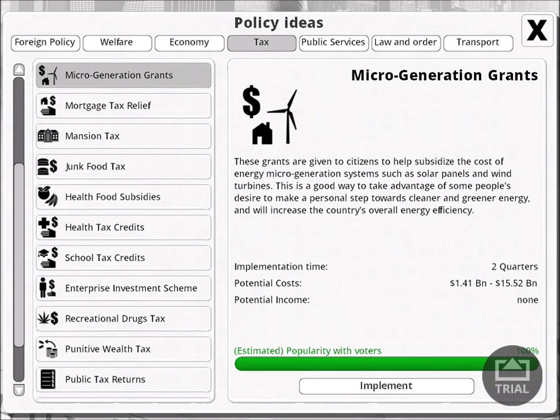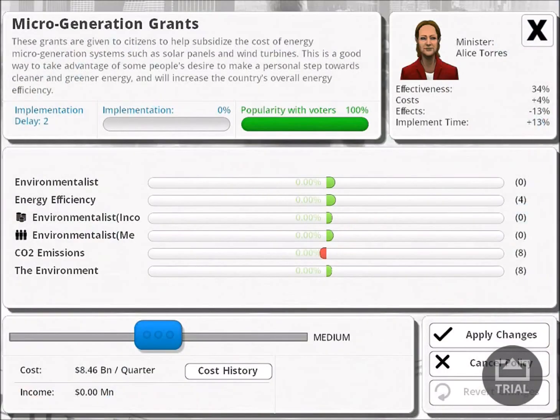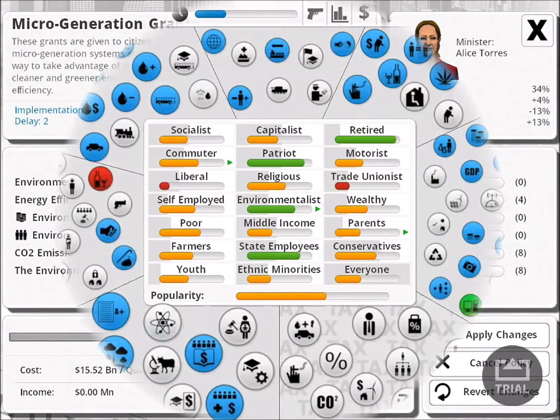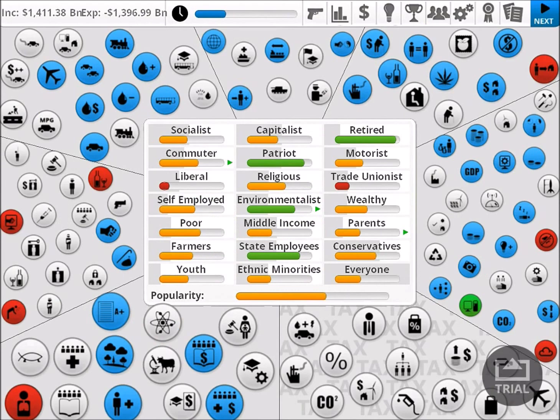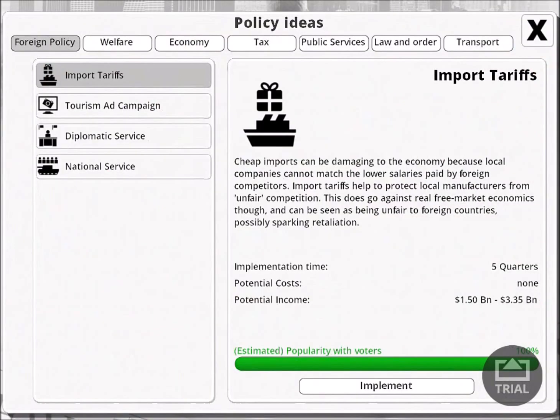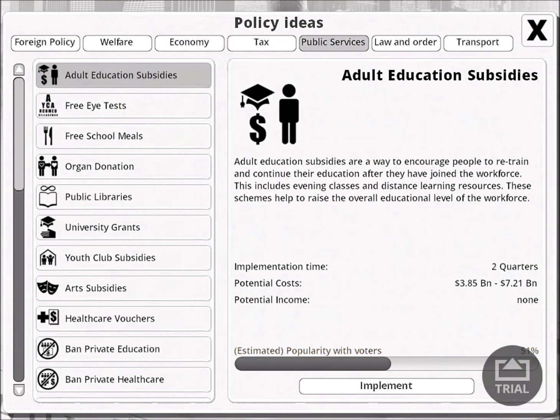Micro generation grants. Basically, this says, hey people, you want to build a solar panel? Or you want to have a wind turbine? Here's some cash. Or you don't have to pay as many taxes. I know the people that wanted Amendment 1 said they wanted that. However, I didn't like it because it basically says, hey, if you don't have these, you don't have to pay taxes. It's kind of a really stupid idea.